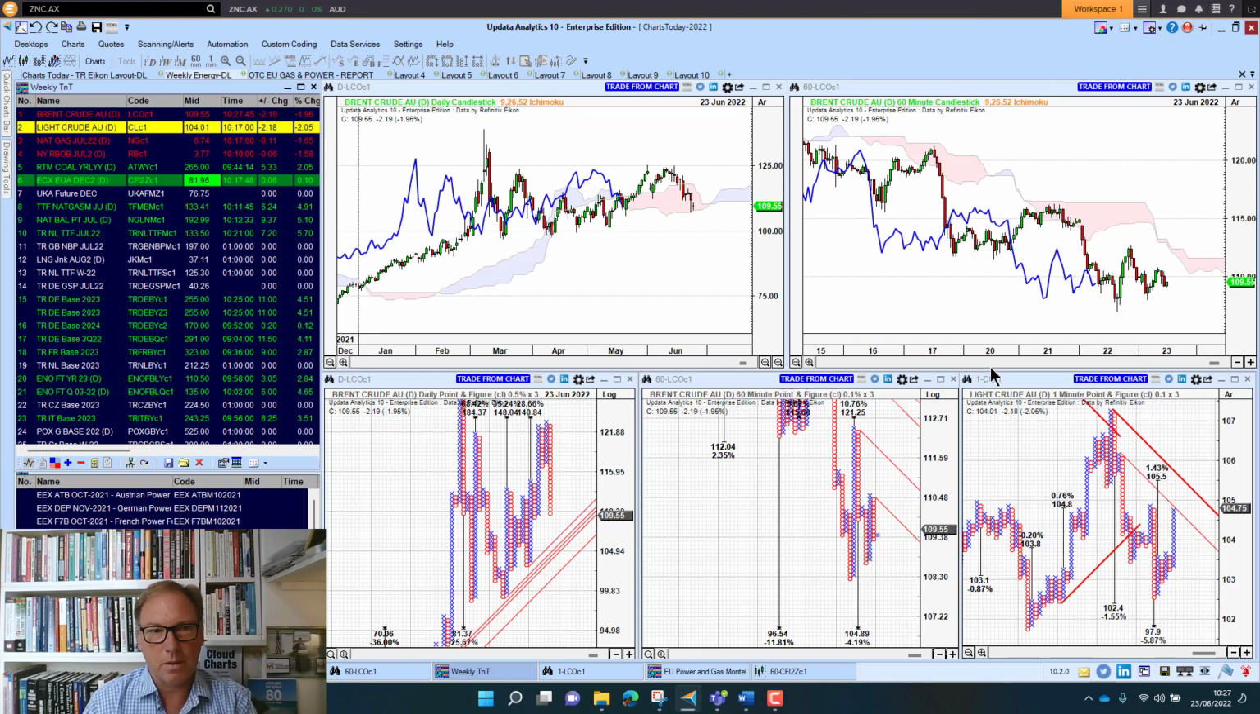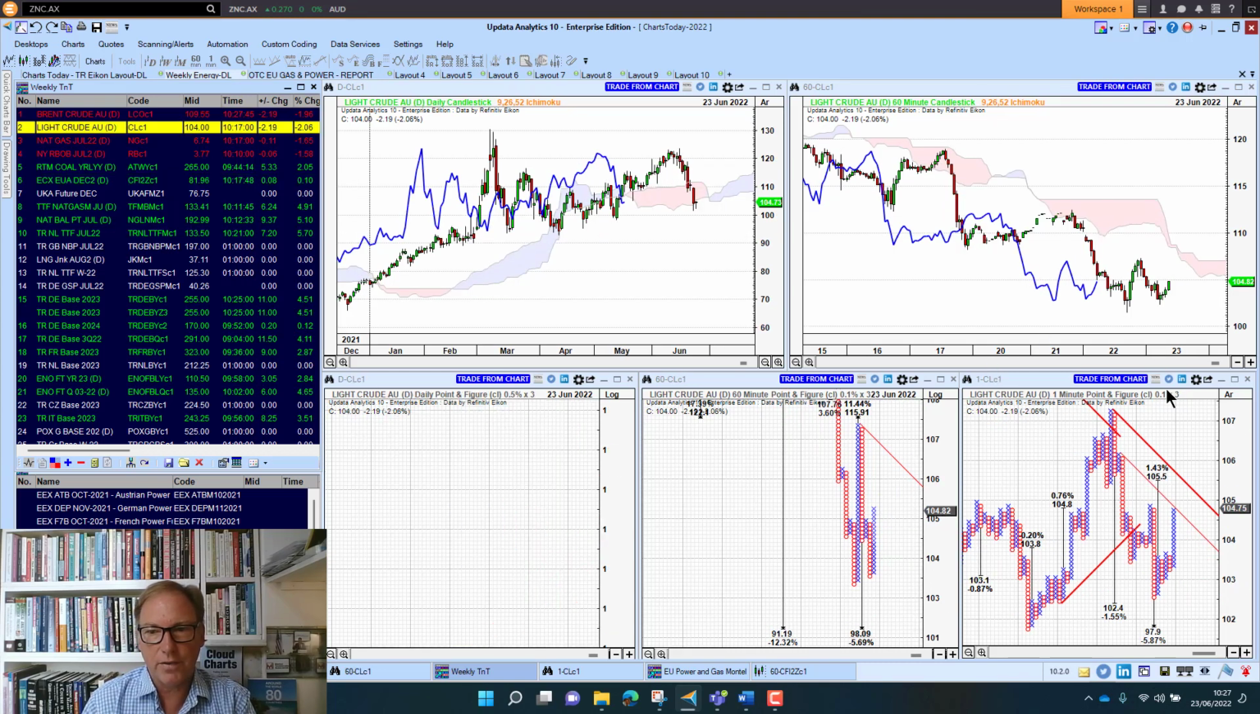And the same is true for WTI. Will WTI go through this 100 level? We've got a downside target not yet activated that is pushing that way.